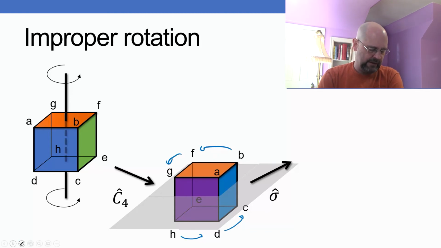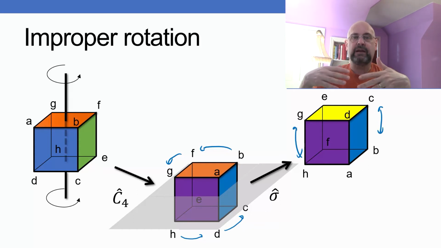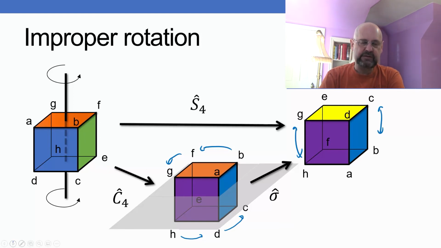And then my next step is reflection through the plane. And you can see what I've done is I've swapped these two. So I've flipped it through the plane. Not rotated. I didn't rotate. I just took every item and swapped them back and forth through the mirror plane. And that constitutes an operation called S4. So S is an improper rotation.